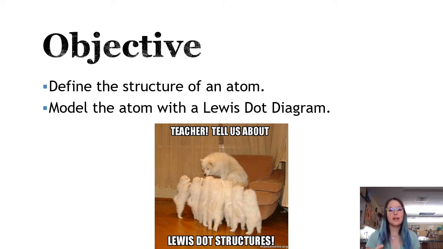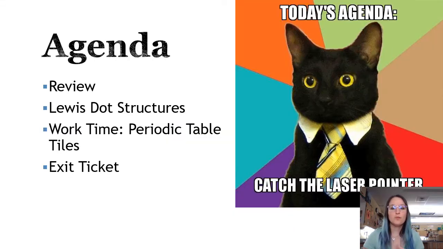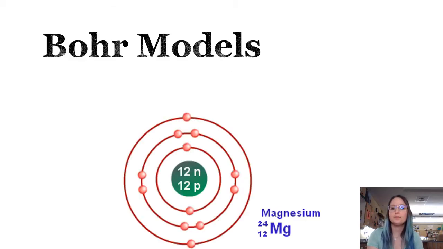So our objective today is to be able to define the structure of an atom. So we're thinking protons, neutrons, and electrons. And then last class we modeled with the Bohr models, and now we're going to model with the Lewis dot diagram. So we're going to review what we did with those Bohr models, then I'm going to teach you how to do the Lewis dot structures, and then I'm going to give you time to work. There are 2 pages that I want you to work on while I'm gone. And these are going to be what you use to actually build your own periodic table.